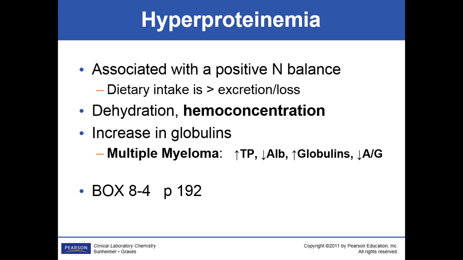We do a calculation here, and I've got another slide for it. You've got a box in your textbook that gives you quite a bit of information about excess proteins. Multiple myeloma is going to be the main one that you're going to hear about and need to understand. They're making way too much of your globulins.